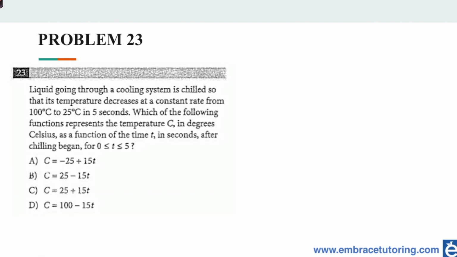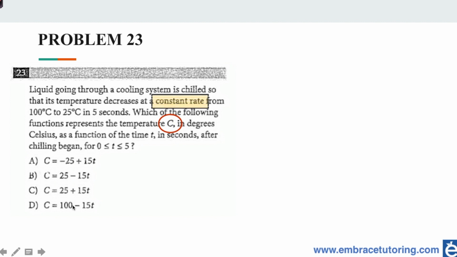Problem 23 states, liquid going through a cooling system is chilled so that its temperature decreases at a constant rate from 100 degrees Celsius to 25 degrees Celsius in 5 seconds. Which of the following functions represents the temperature C in degrees Celsius as a function of the time t in seconds after chilling began? Remember, we're looking here for which of the following functions represents the temperature C, so C equals.